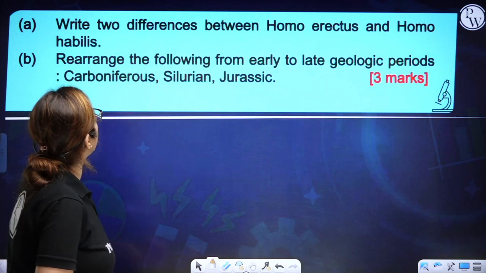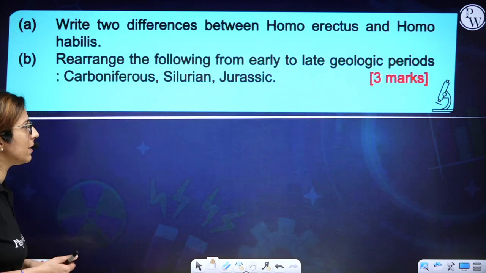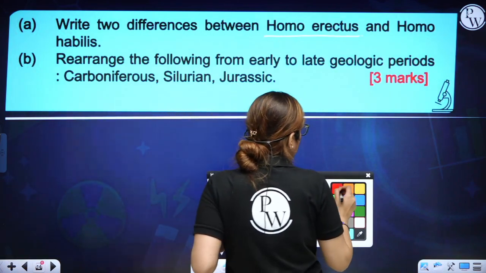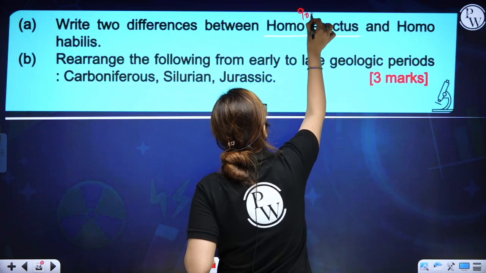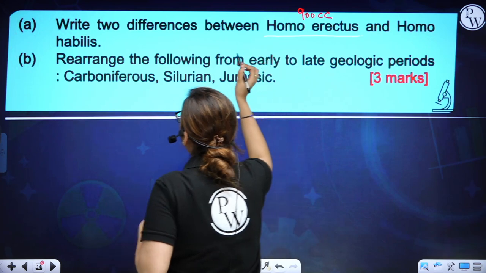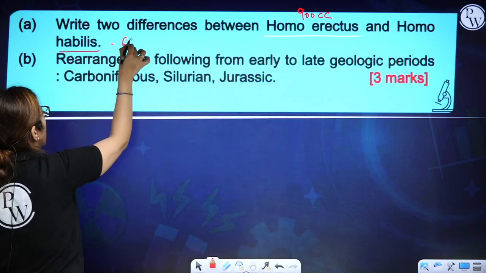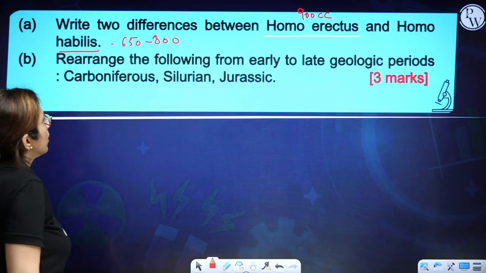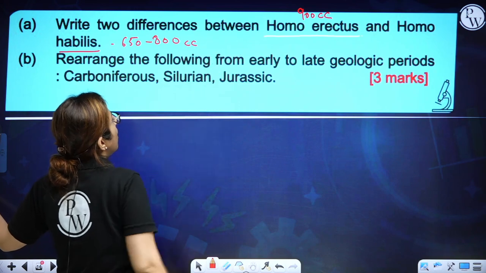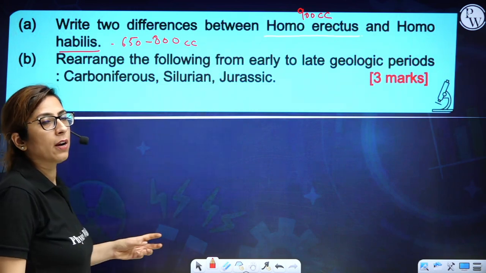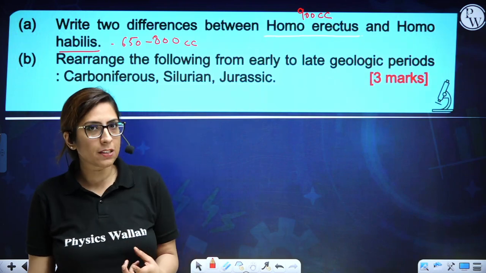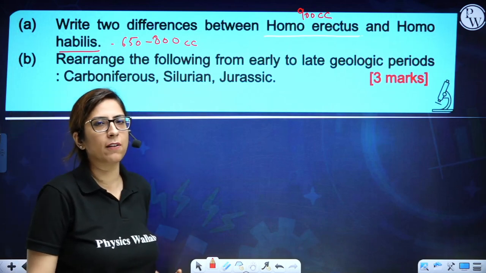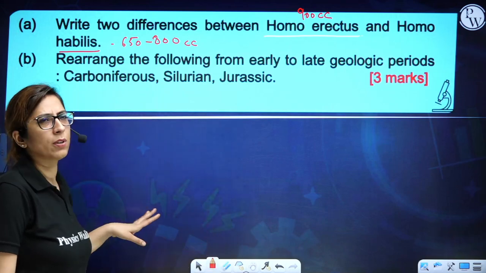Let's move on to the next question. Write the difference between Homo erectus and Homo habilis. Basically guys, Homo erectus had a cranial capacity of around 900 cc, and Homo habilis had a capacity of around 650 to 800 cc. Homo erectus were carnivores and used to eat meat, whereas Homo habilis were vegetarian. Depending on the dentition, we got to know whether they were vegetarian or non-vegetarian. These are the two differences. Hope you can write.